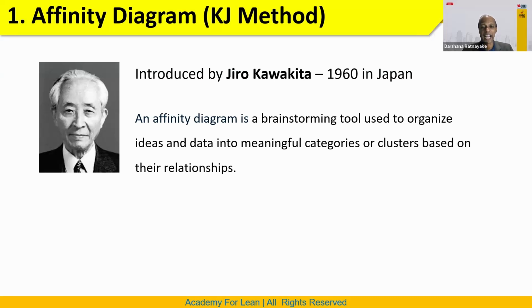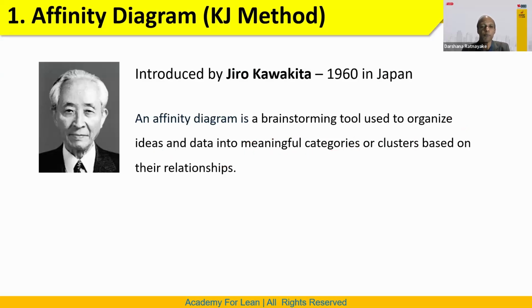Used to organize ideas and data into meaningful categories or clusters based on their relationship. I read, right? There are two important things. This affinity diagram is a brainstorming tool used to organize ideas, right? That is one thing. Organize ideas or data into meaningful categories. Then the other important part is meaningful categories or clusters, based on their relationship. That is how this tool is used, right?